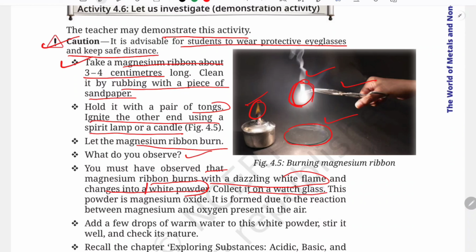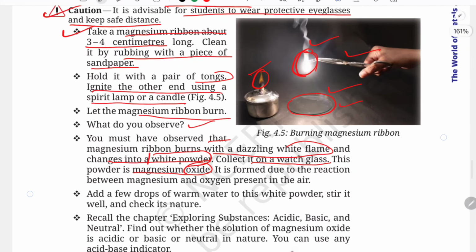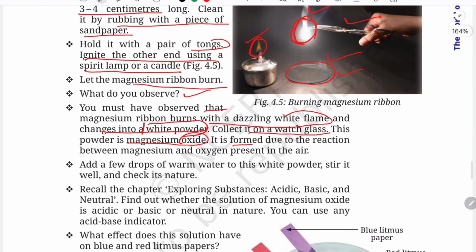We are going to collect it on a watch glass, and this powder is magnesium oxide. So what is this powder now? The ribbon has now become magnesium oxide. It is formed due to the reaction between magnesium and oxygen present in air. So how is this formed? Due to the reaction between magnesium and oxygen present in the air. In air, oxygen is present, yes or no? So when the magnesium ribbon reacts with the oxygen, it forms an oxide, that is magnesium oxide.